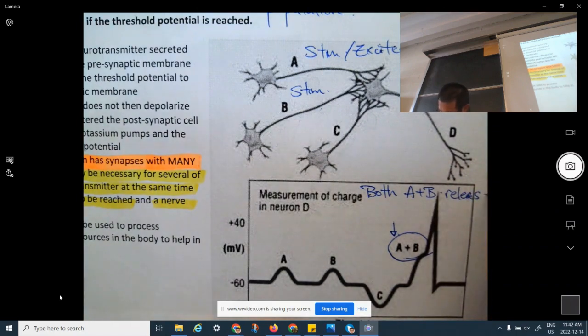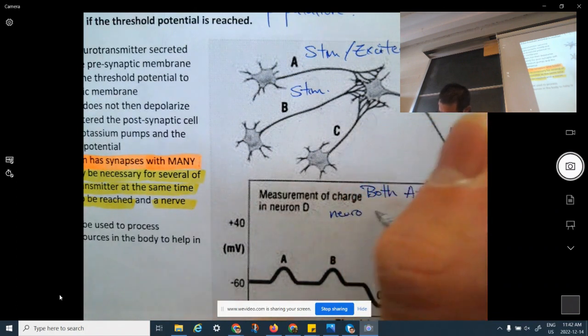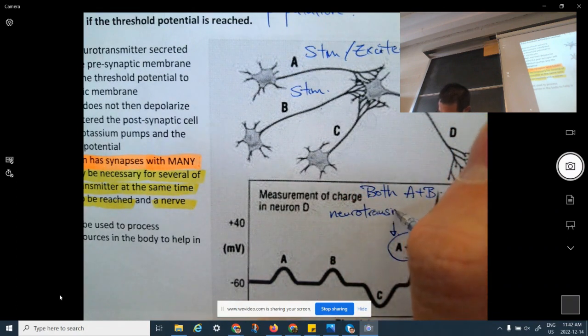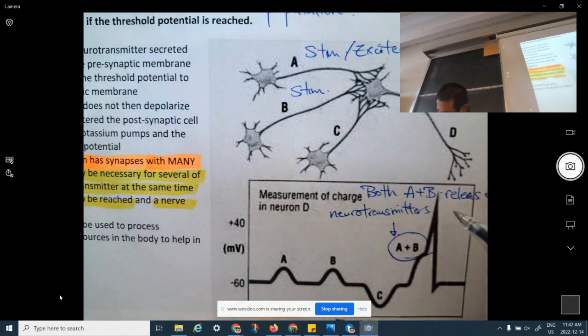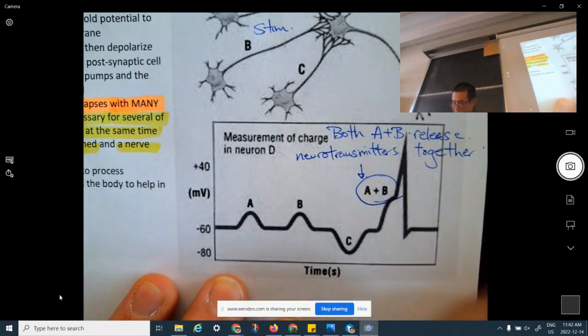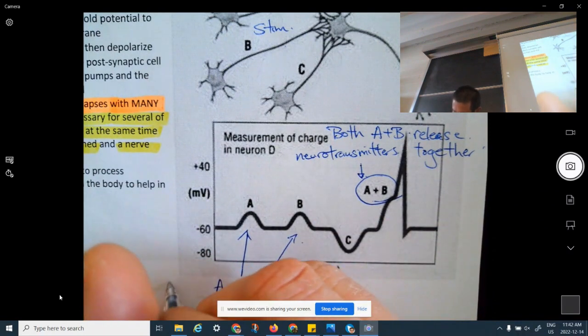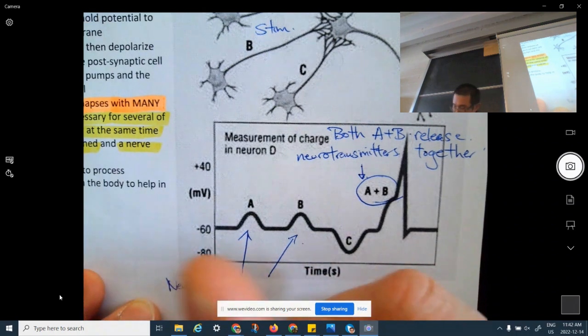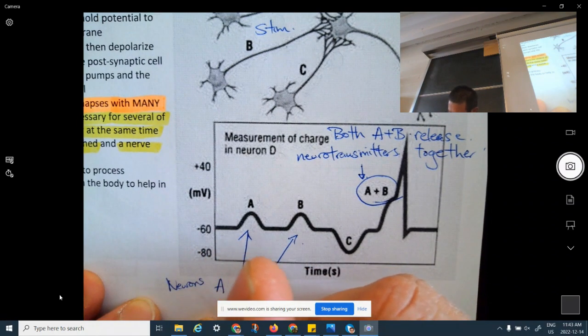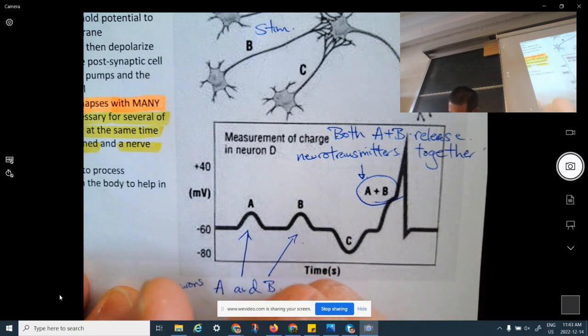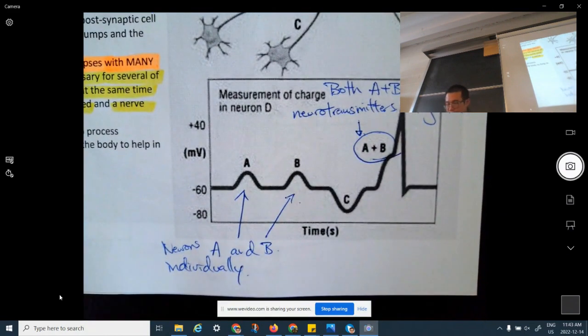Release neurotransmitters together. So these two neurons, A and B individually, on their own don't cause an action potential or nerve impulse to happen.